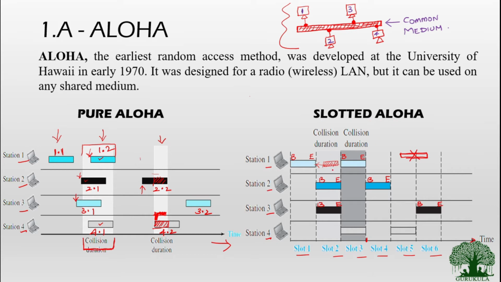Here, you can see that station 1 and station 4 are placing their frames at the same time. So these 2 frames will collide with each other and be lost. So this is the mechanism as far as slotted ALOHA is concerned. And you can clearly see that slotted ALOHA is much better and has a much shorter collision duration compared to the pure ALOHA technique. So that is what it is. We call them pure ALOHA and slotted ALOHA.